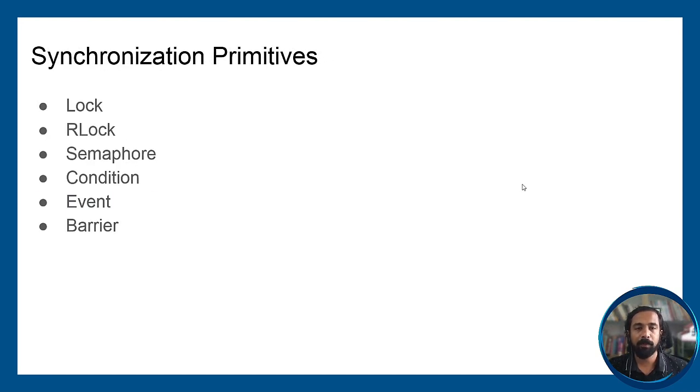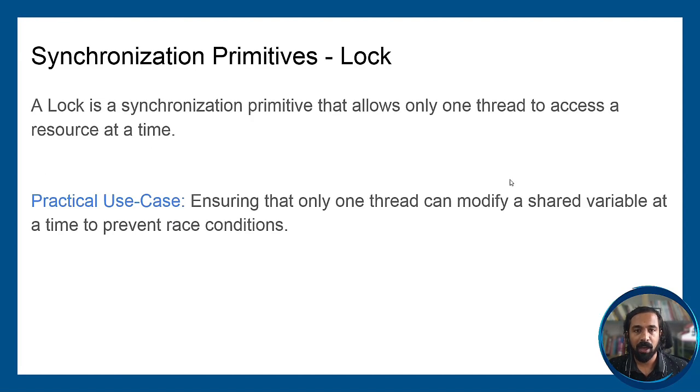Moving on to synchronization primitives. These are tools provided by Python to make our programs thread safe. These are the synchronization primitives which are present in the Python standard library, in the threading module. We will go over each of them one by one. First, we have lock. A lock is a synchronization primitive that allows only one thread to access a resource at a single time. So a practical use case will be ensuring that only one thread can modify a shared variable at a time. This will help us prevent race conditions.